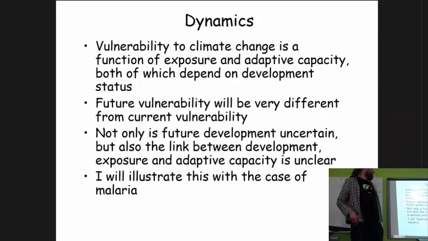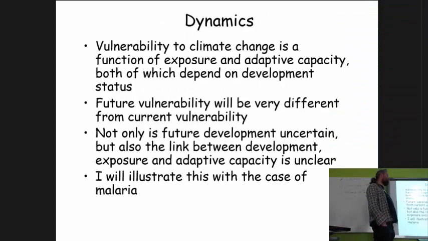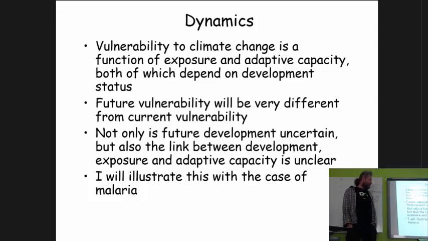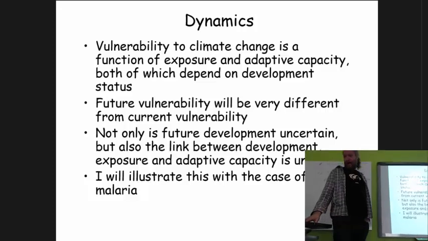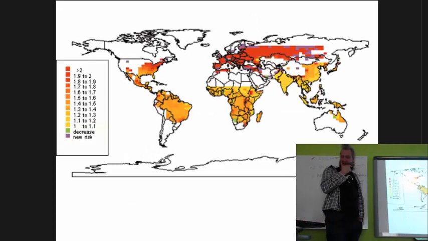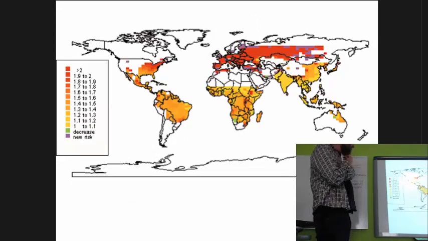Now that immediately implies that vulnerability to climate change is not static. If it is the case that poorer countries are more vulnerable to climate change than are richer countries, then if countries that are poor today would be less poor in the future, then immediately they would be less vulnerable to climate change. And for sure we can say that future vulnerability will be very different from current vulnerability. Let me illustrate this with the case of malaria, which is illustrative in many different ways.